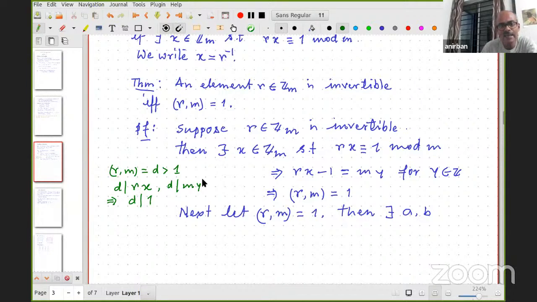So that is why GCD cannot be more than 1. It has to be 1.